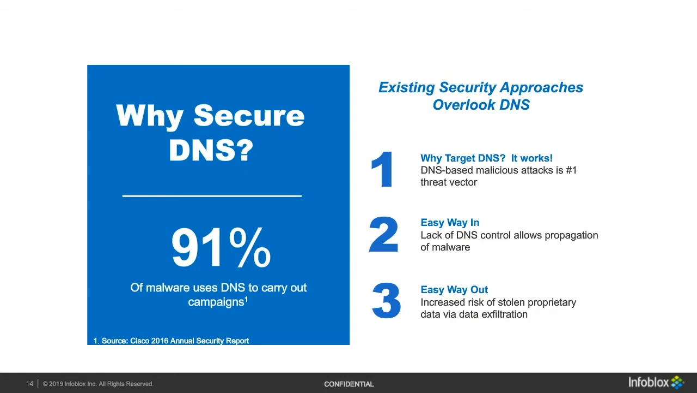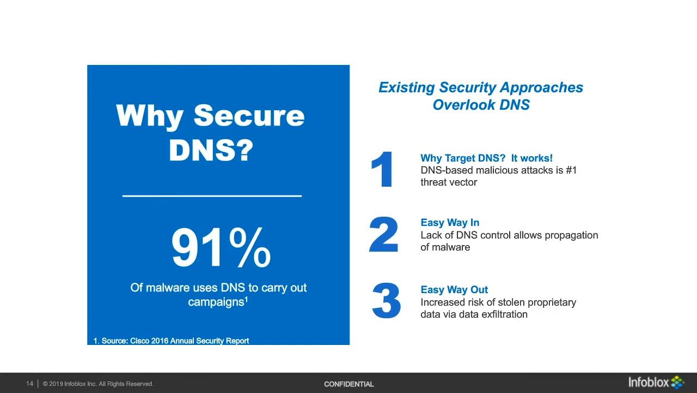So why do we need to secure DNS? Well, 91% of malware uses DNS to maintain command and control that Ven mentioned earlier, to exfiltrate data, to redirect traffic in order to carry out campaigns. And it does so because DNS is meant to be open and work all the time. So this is why DNS-based malicious attacks are the number one threat vector. Bad actors have an easy way in because of the openness of DNS and the lack of DNS controls in place by most organizations. And bad actors have an easy way out, again because of this openness of DNS and lack of DNS controls, like inspection of the outgoing traffic.